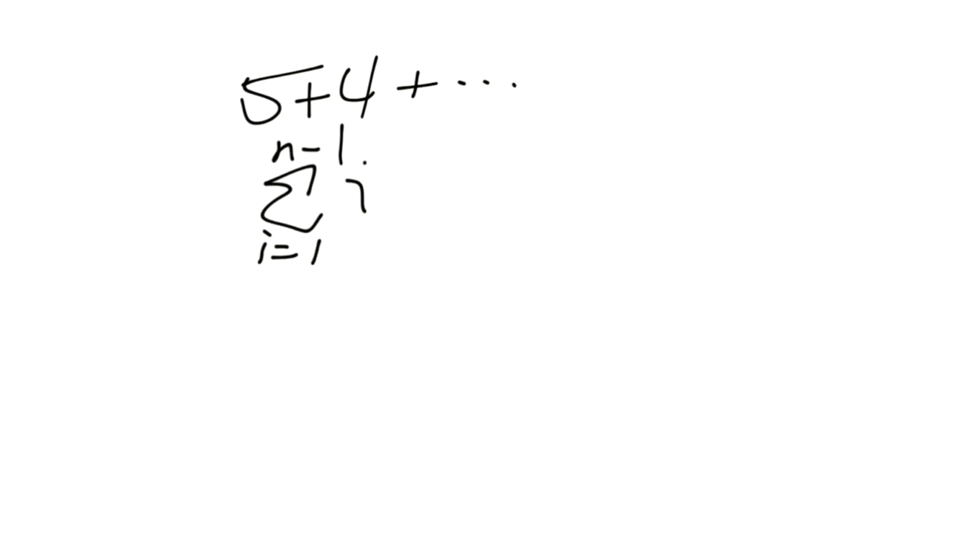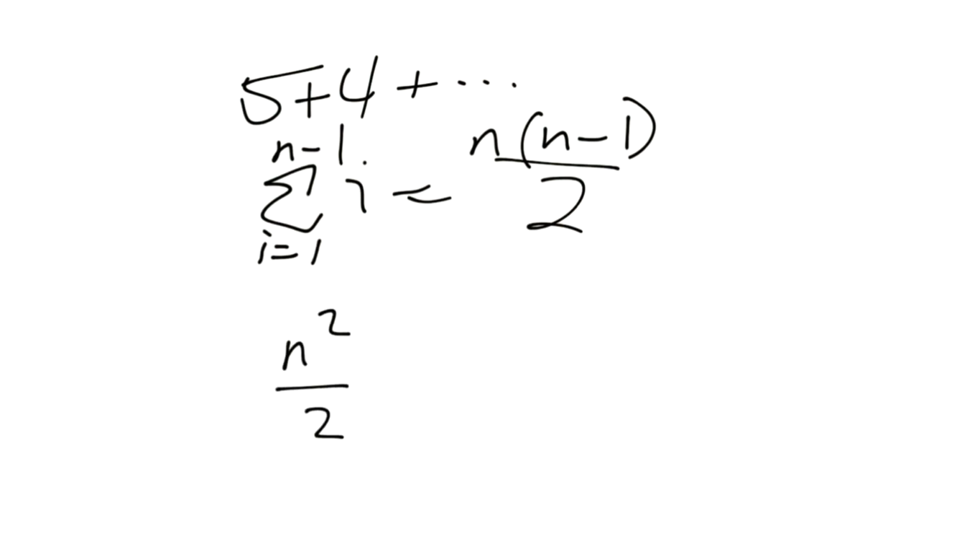We won't go into summations here, but it turns out that this summation is equal to n times (n minus 1) over 2, or equivalently, n squared over 2 minus n over 2. When talking about asymptotic runtime, this n squared term is going to dominate this n term. So, selection sort is O of n squared.